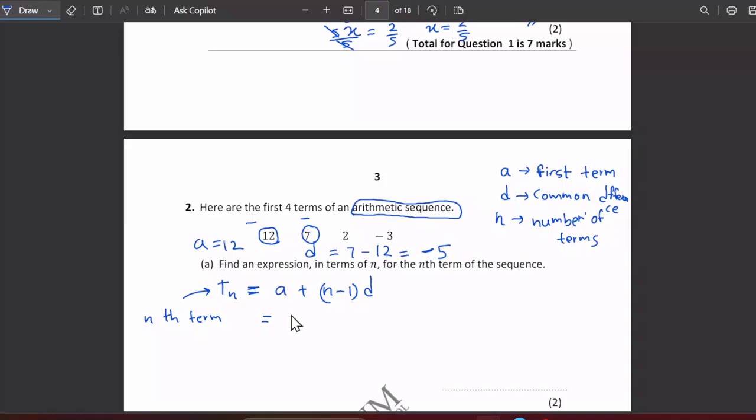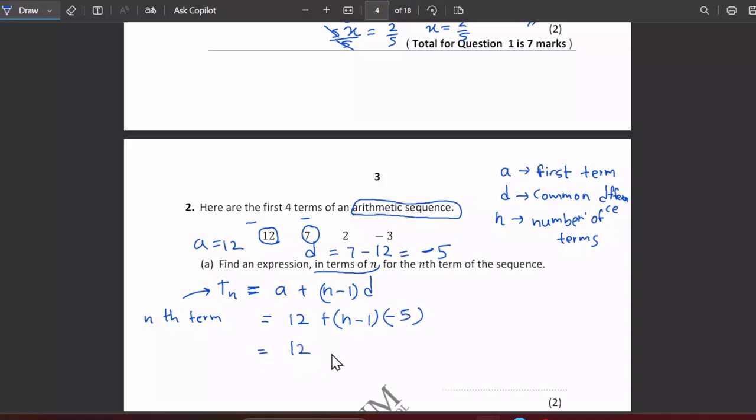So a is 12, n minus 1. We have to keep n here because we have to find an expression in terms of n for the nth term. Okay. So always in the nth term, n is there. Okay, and the d value is minus 5. Now we have found the nth term.